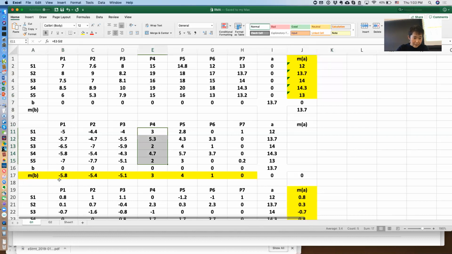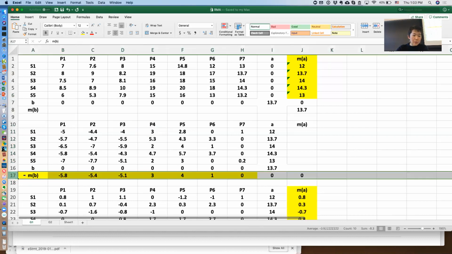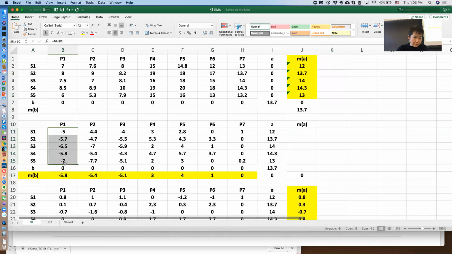So in the next step, we're going to estimate the B, which is the probe effect, by taking a median across the column. So here we have -5, -5.7, and so on. We calculate this.